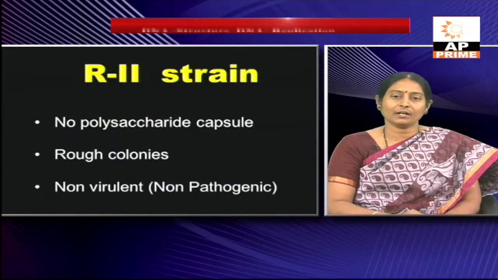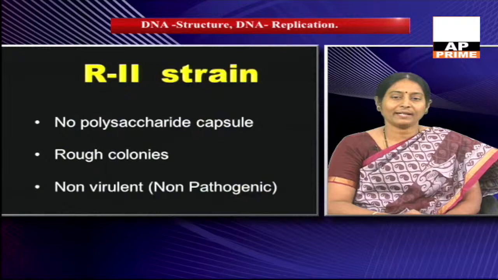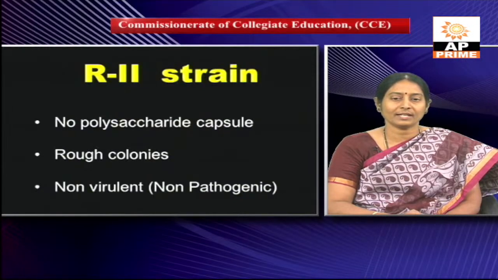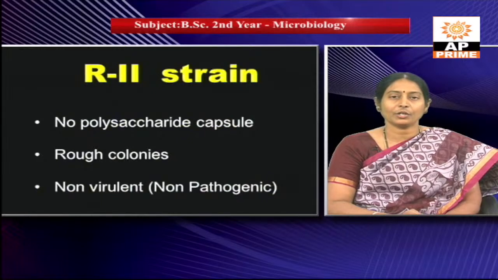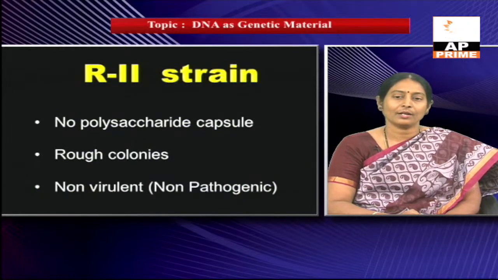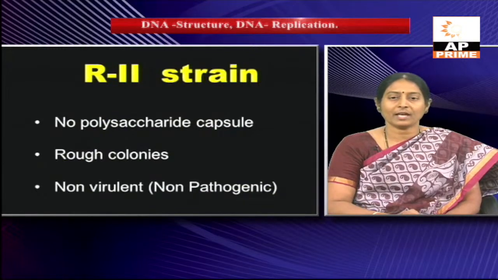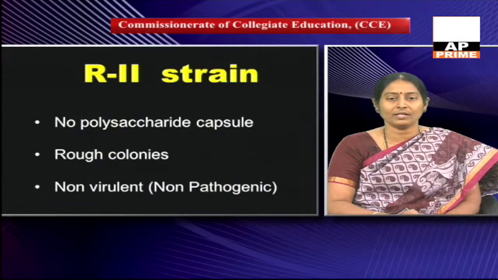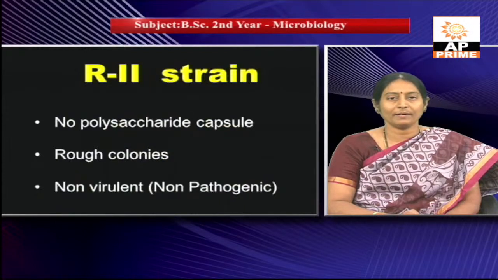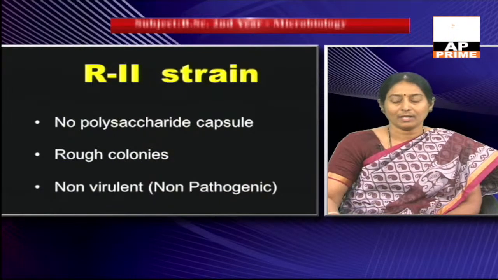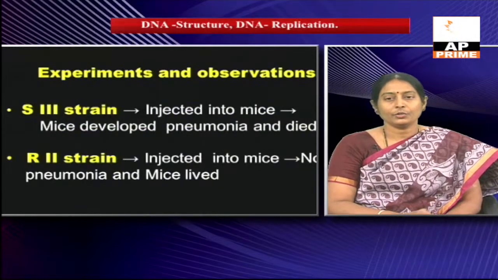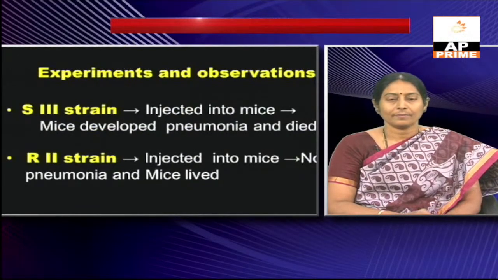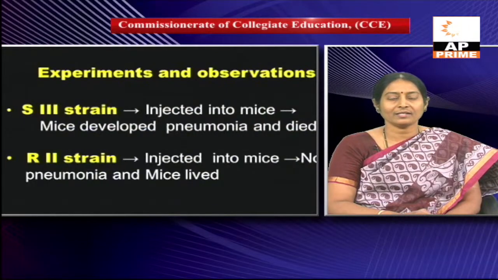When it comes to R2 strain properties, these bacterial cells don't have a smooth polysaccharide capsule. They are capable of producing rough colonies. It is a non-virulent strain. Non-virulent means non-pathogenic strain. They are unable to cause pneumonia. Because of the absence of this smooth polysaccharide capsule coat, they will be damaged by the host immune system and are unable to cause pneumonia. During the course of his experiments, Griffith injected mice with S3 strain.